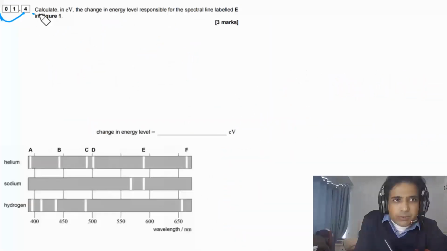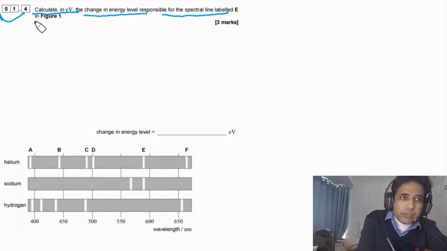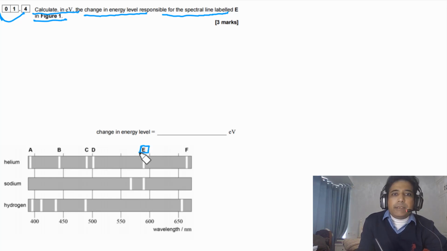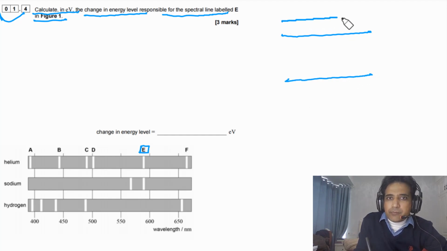Question 1.4 says, calculate in electron volts the change in energy level responsible for the spectral line labeled E in figure 1, meaning for this line. Here we are talking about the absorption spectrum. So we can draw a few lines here. These are energy levels. We can imagine this is n is equal to 1.